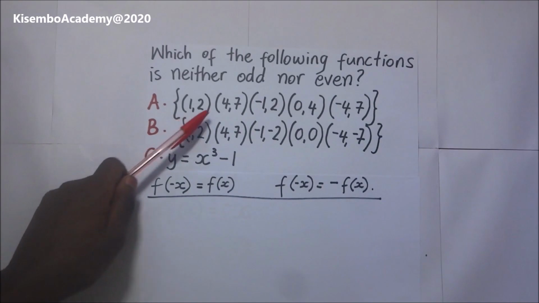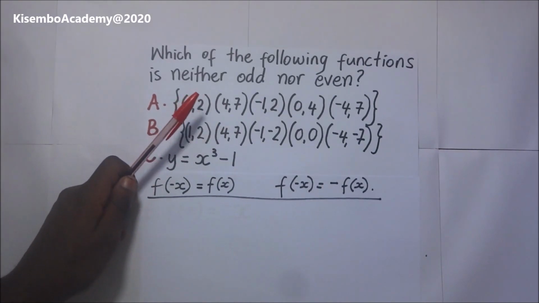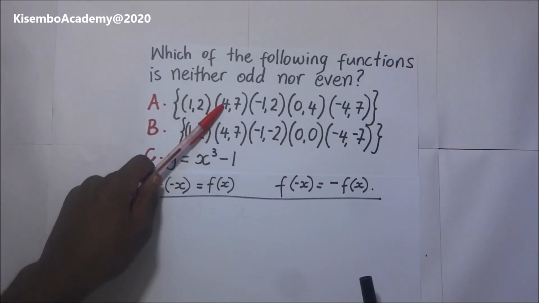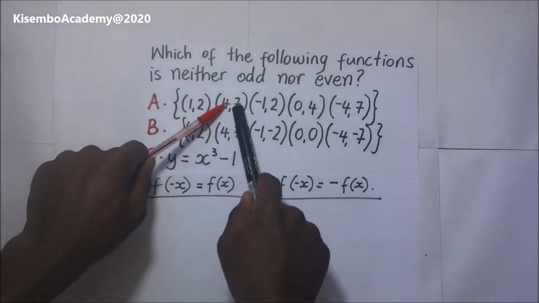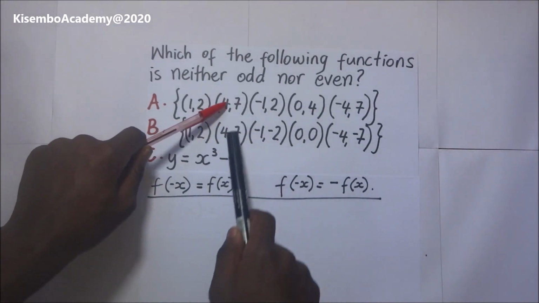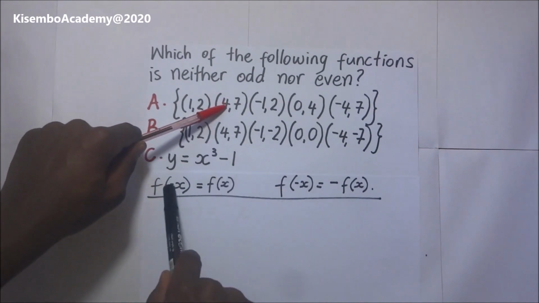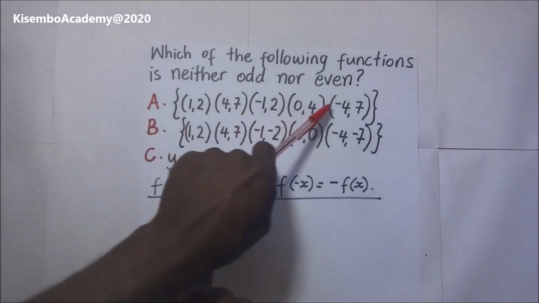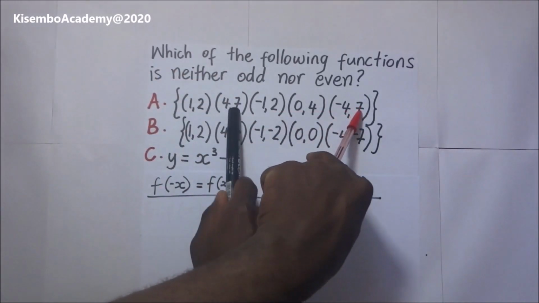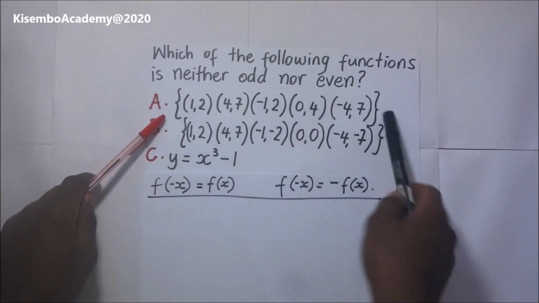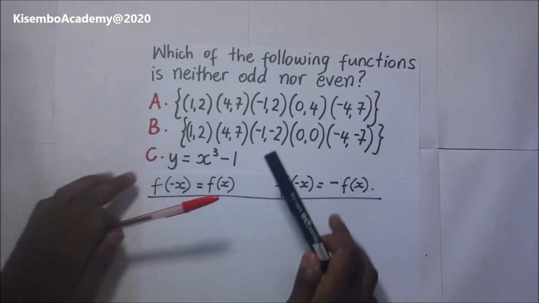Another thing that proves this is this. Another thing that proves it is this. This is x. When the value of x is 4, we have 7. Now in the place of 4, when we put a negative 4 here, we are still getting back the same value 7. So it means that A is an even function, so that won't work. Let's go to part B.